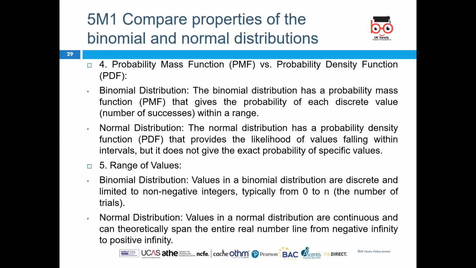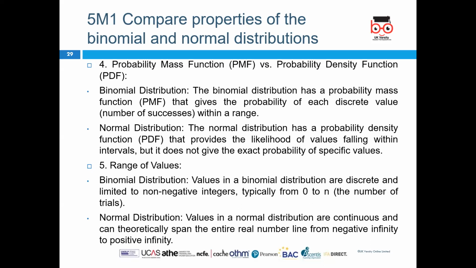Then you have the probability mass function. In binomial distribution, the probability mass function gives the probability of each discrete value within the range, so of either the success or the failure. But a normal distribution has a probability density function that provides the likelihood of values. So it is not an exact value, it is a likelihood of values within intervals, and it does not give the exact probability of specific values. In binomial distribution, you get the exact probability of specific values, but in the normal distribution, you get the values falling within intervals.